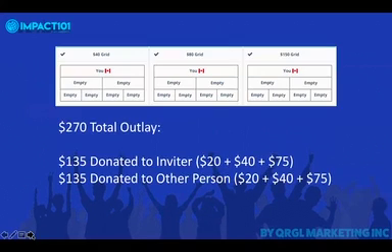So with this in mind, here's the strategy many people are using so that they can maximize the donations they receive. Start with the first 3 grids: the $40 grid, the $80 grid, and the $150 grid. The total outlay on that is $270, of which $135 is donated to your inviter, and $135 is donated to the other person you fall beneath in the grids.